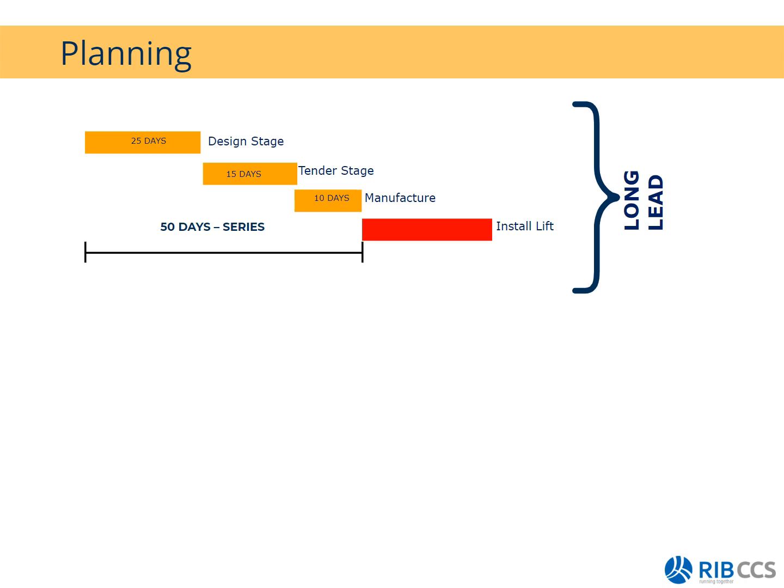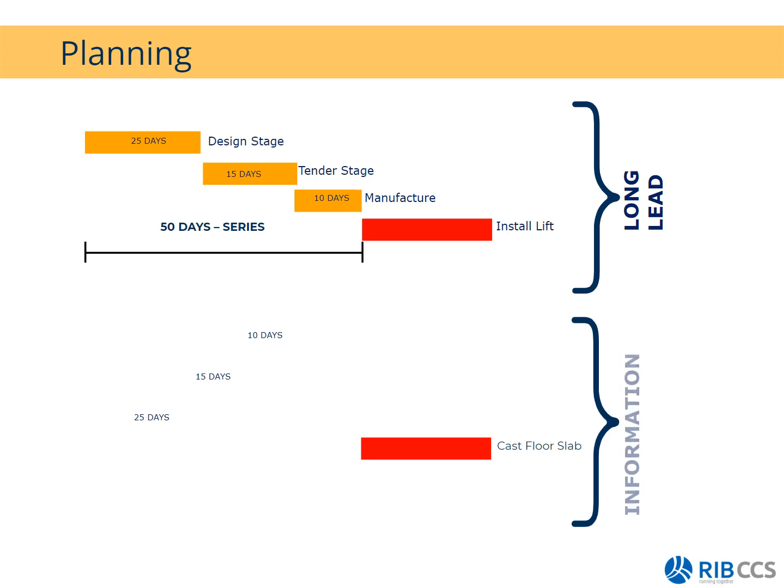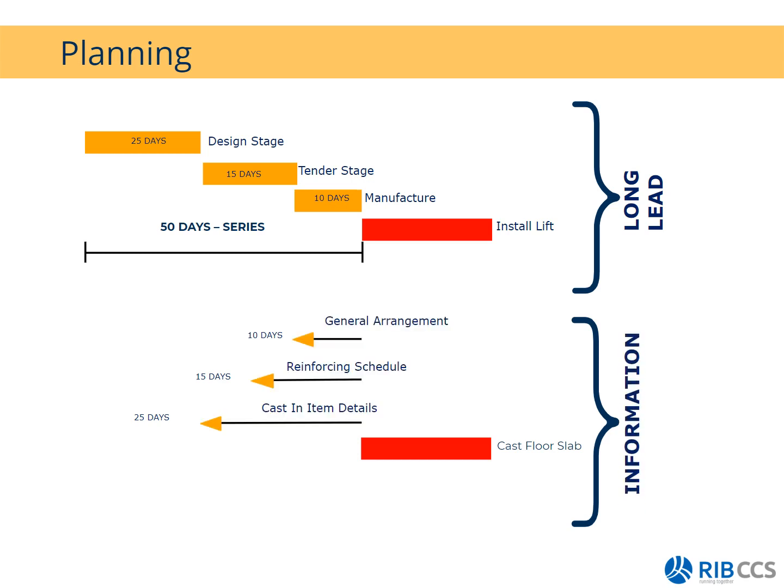Okay. Then we have the information schedule. If you have cast floor slab, these are all my events that need to happen in parallel: the general arrangements, the reinforcing schedule, casting items. If there's a delay in any one of these items, it won't affect the succeeding item, but it will have a direct impact on my casting of the floor slab. So in total, these items are running in parallel and I need a total of 25 days to ensure that my casting of the floor slab happens on time, on the scheduled time.